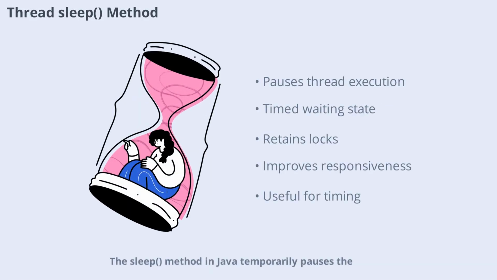The sleep method in Java temporarily pauses the execution of the current thread for a specified period. During this time, the thread enters a timed waiting state but retains any locks it holds. Once the sleep duration ends, the thread becomes runnable again. This method is useful for simulating delays or managing timing in concurrent applications. For example, you might use sleep to pause a thread for 1 second in a loop, allowing other threads to execute and improving overall program responsiveness.